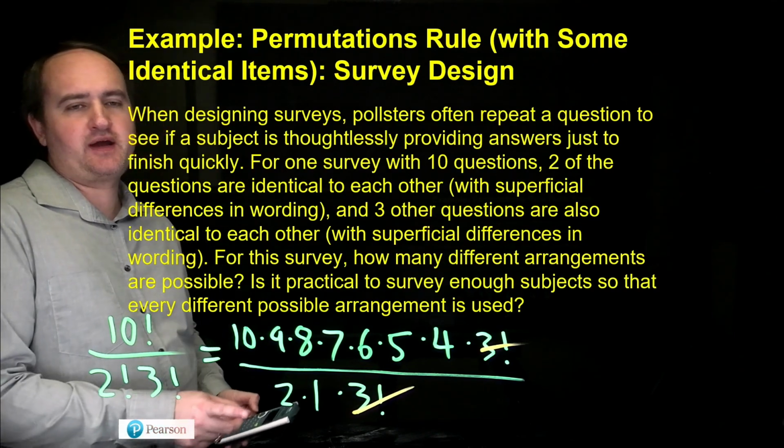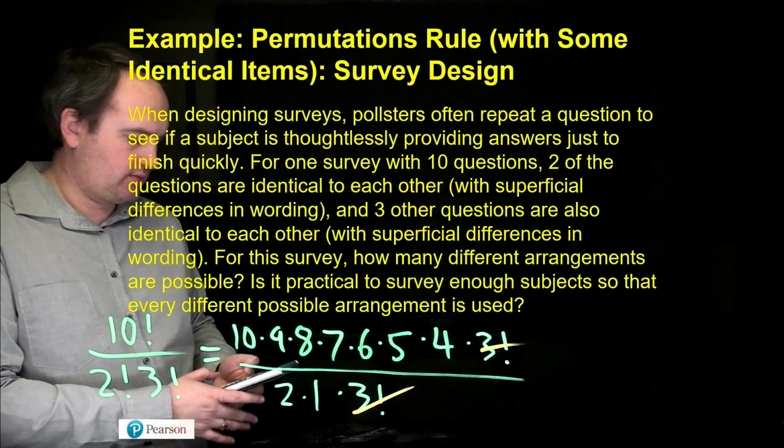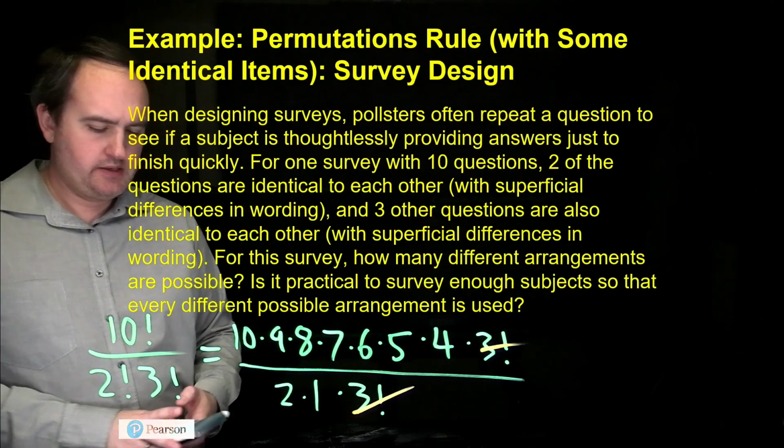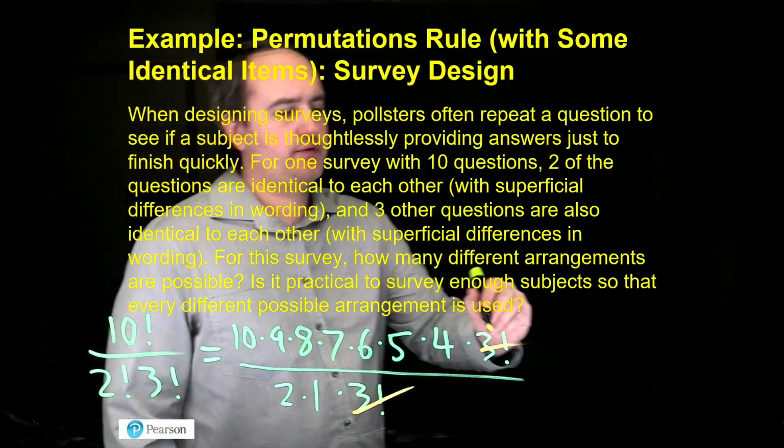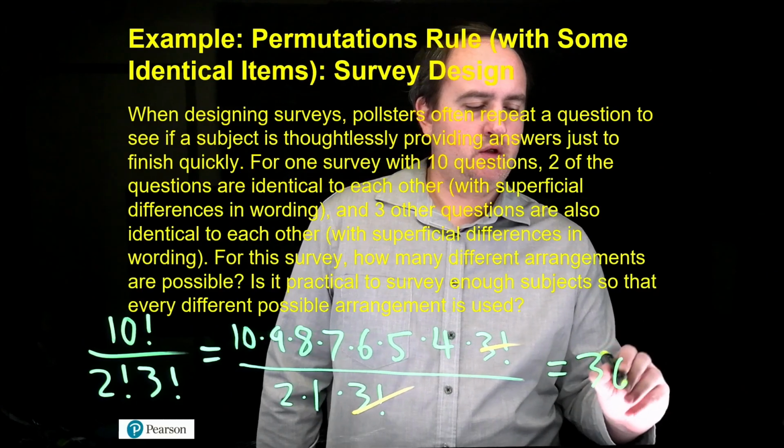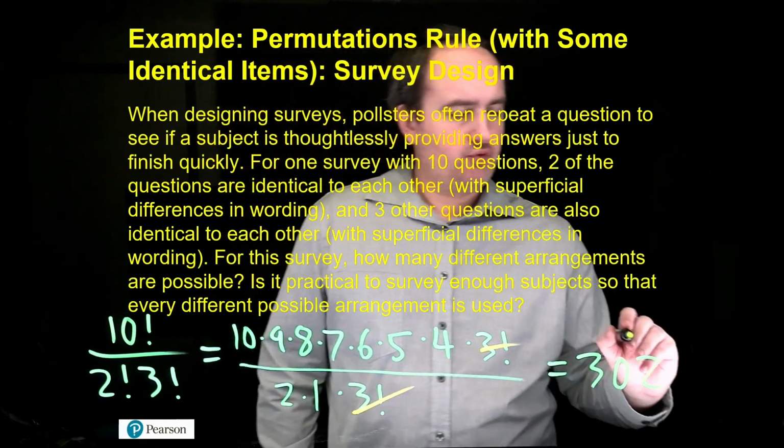And then we need to divide by, well, 2 times 1 is just 2. So we're really just dividing by 2 here. So after you do all that, you should get 302,400.